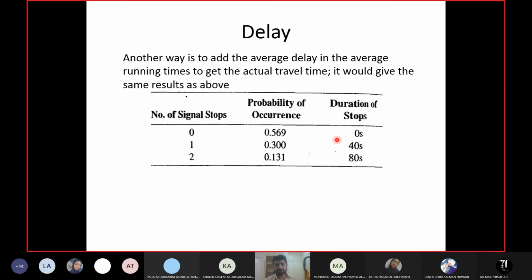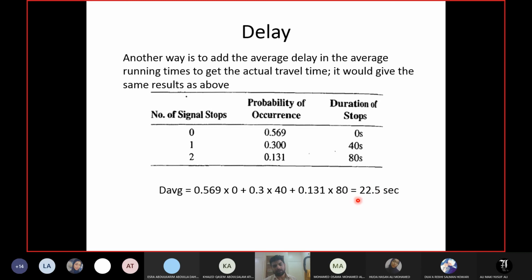So what is the possibility of 0 second delay? 57% or 56.9%, meaning 0.569. What is the possibility of 40 seconds delay? 30%, or 0.3. And what is the possibility of 80 seconds of delay? 13.1%, or 0.131. So you multiply each value with its possibility, you get the total delay. The total delay on this highway is 22.5 seconds.